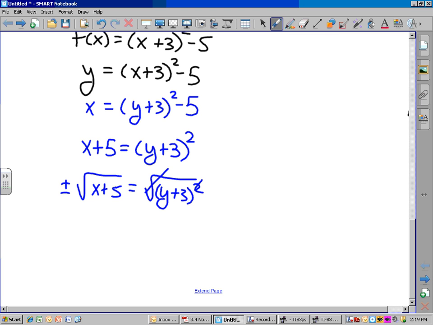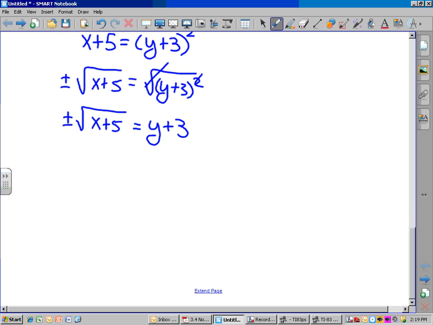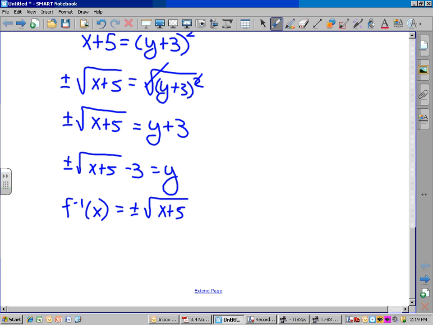So this cancels out. The square root cancels out the square. And then to get y by itself, we'll subtract 3. So the inverse function, or I should say, the inverse of f of x. Just because we use the f of x notation doesn't mean that it's a function. This simply represents the inverse notation. So the inverse of f of x is plus or minus the square root of x plus 5 minus 3.